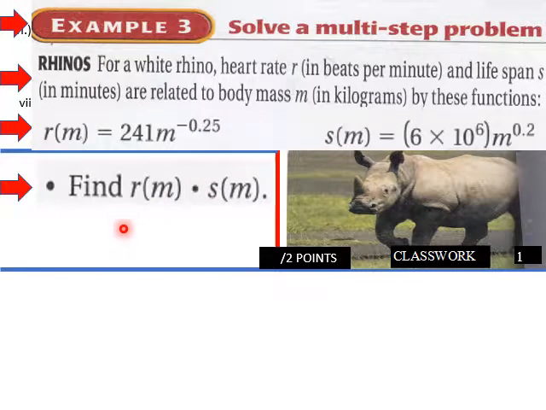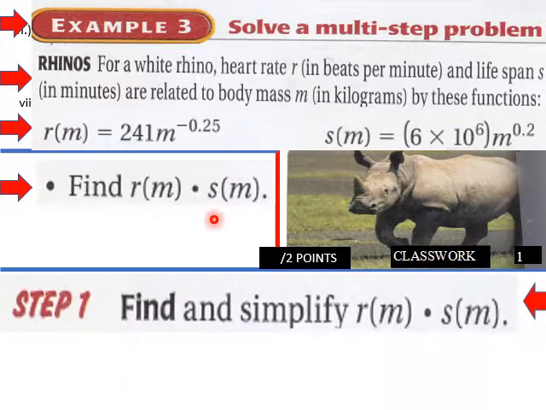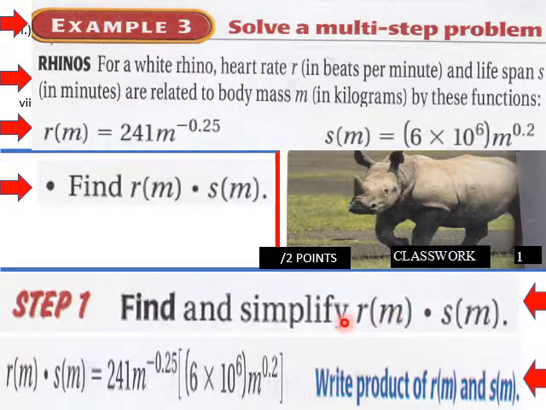So we're going to find the function when they're multiplied together: the beats per minute function times the body mass function for lifespan. Find and simplify R of M times S of M. So here it is, 241, and we're just going to multiply these two together. Just write the product of R of M and S of M.